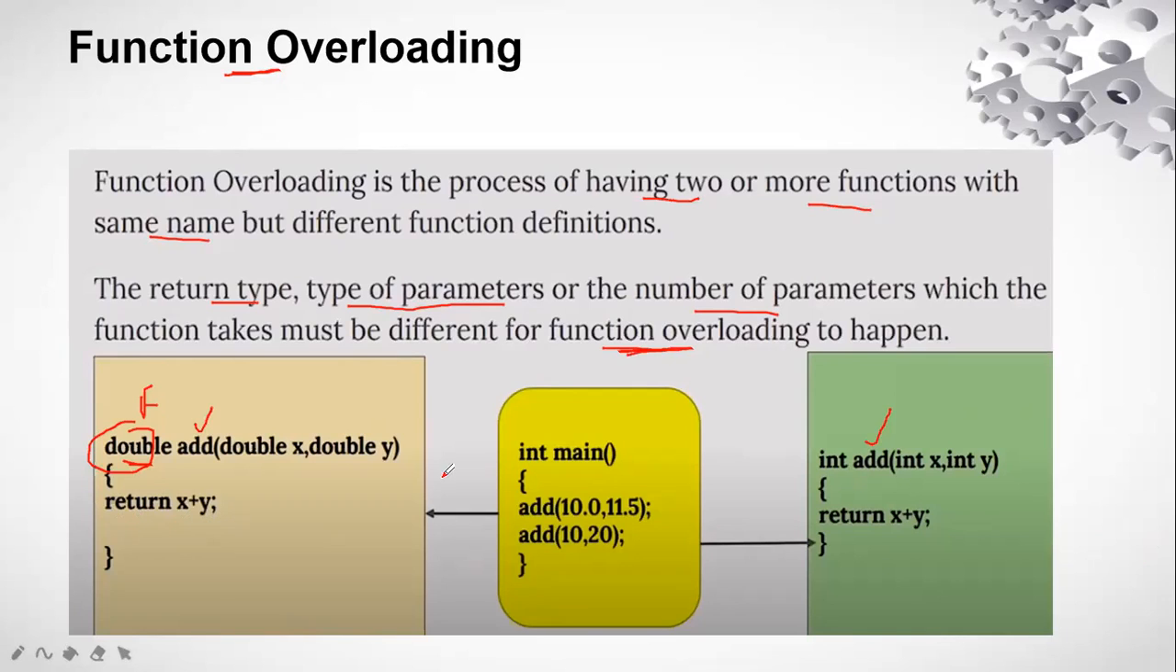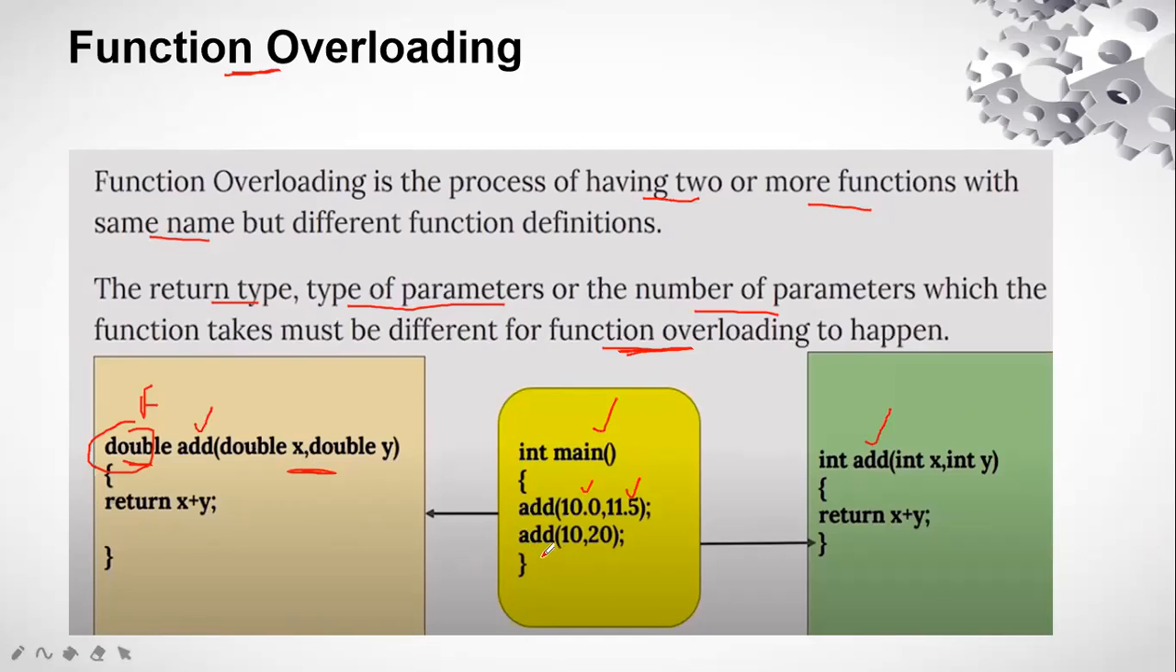Okay. So again, in this, what is being executed? Return x plus y. Now, when we are calling these particular functions in the main program, what will happen if I write add 10.0, 11.5? What does this mean? Because 10.0 and 11.5 are float values. So that means I'm calling which function? I'm calling the double add function. It is clear to the compiler.